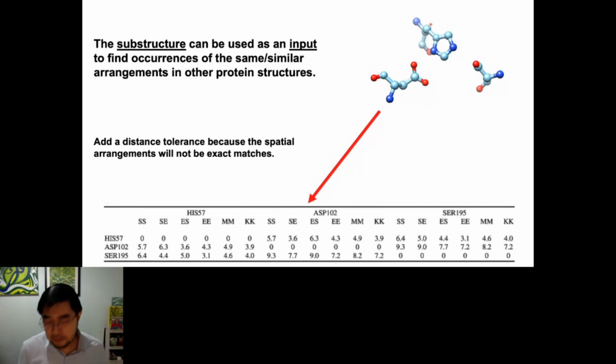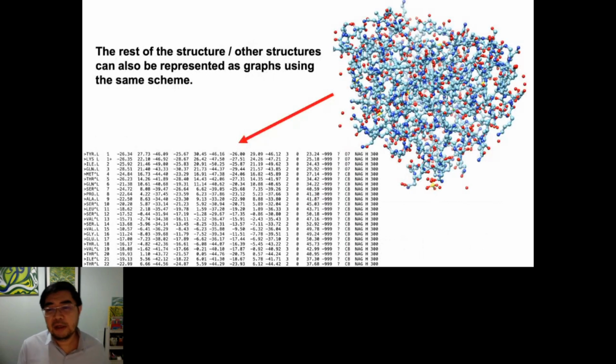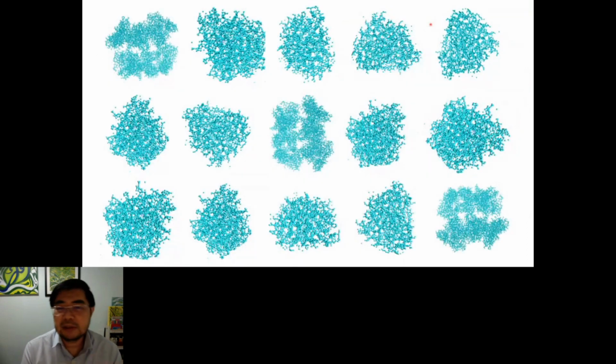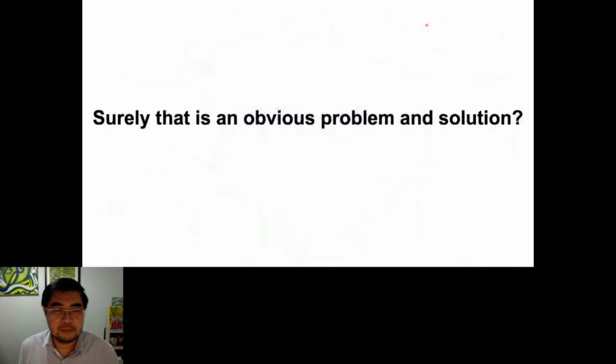Okay. So once we have the query, we also need to convert all the other structures that we want to search against, to become the database, into the same graph scheme. And what we can then do, imagine if this is a database, is find occurrences of that particular catalytic triad in the database. Okay. So you might think that surely that is an obvious problem and a rather obvious solution. And the answer to that is yes.